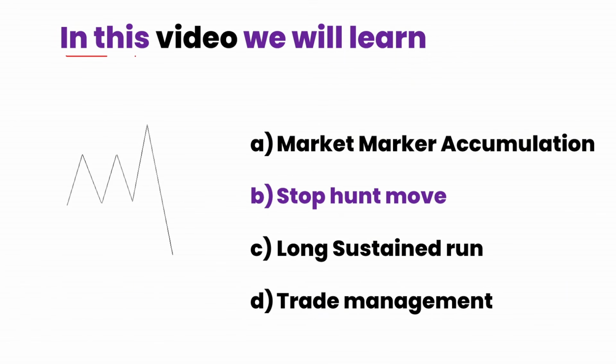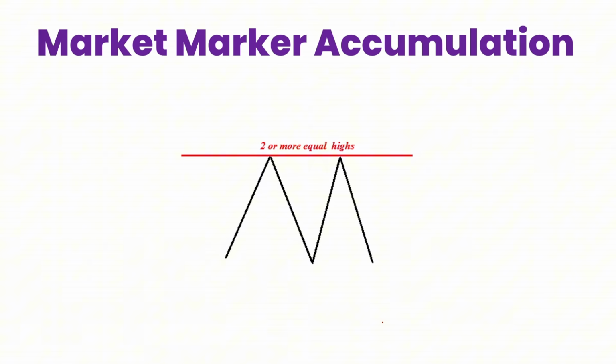So basically in this video, we are going to talk about 1. Market maker accumulation, where everything starts and how market makers jump into the markets. Then 2, we are going to talk about stop hunt moves. Then 3, we're going to talk about the long sustained run, where you want to get involved and where you want to pull the trigger. Then lastly, but not the least, we're going to talk about trade management, where to enter and where to exit. That is both on the stop loss side and on the take profit side. So be sure to stick up to the end. Let's start right on the market maker accumulation.